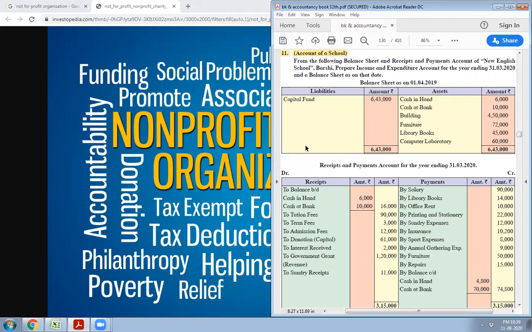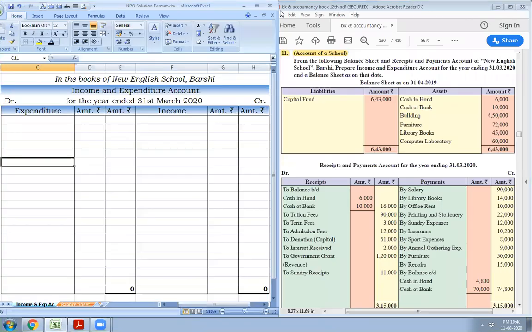Question number 11. Let us read the question first. From the following balance sheet and receipt and payment account of New English School, Barsi, prepare income and expenditure account for the year ending 31st March 2020 and the balance sheet as on that date.